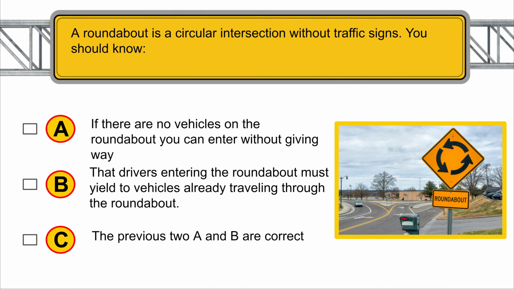A roundabout is a circular intersection without traffic signs. You should know: if there are no vehicles on the roundabout, you can enter without giving way, and drivers entering the roundabout must yield to vehicles already traveling through the roundabout. Two things to keep in mind.